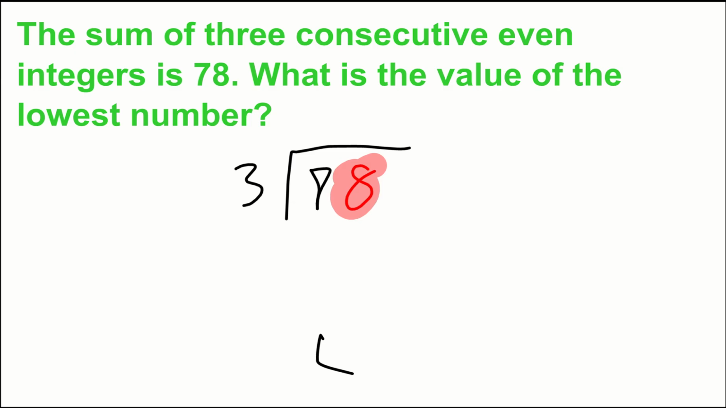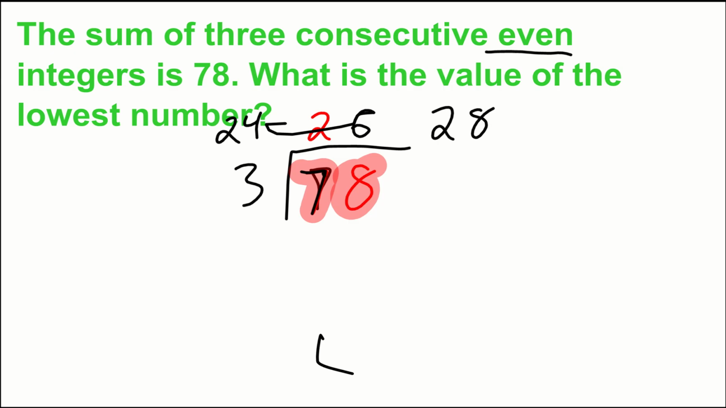All right, so you got 78. That's supposed to be a 7. I don't know what my board's doing. Divided by 3 gives you 26. That's your middle number. This one is 3 consecutive even numbers, so you got to make sure you're using even numbers. When you divide, that's the middle number. So that means we got 24, 28 as the other numbers. So 24 will be the lowest.